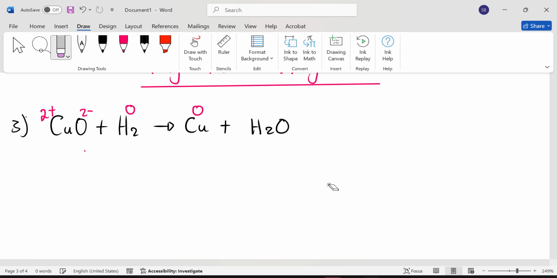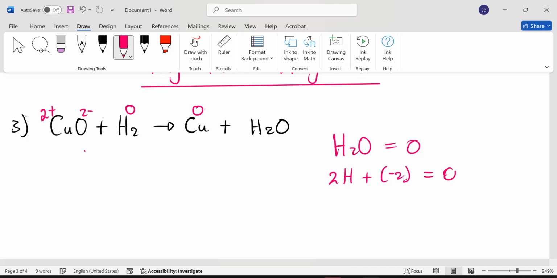Okay, right, so what then? From here, what's the oxidation number of hydrogen in water? So we know that's H2O, which is equal to 0 since it's a neutral compound, and that's 2H plus the one of oxygen, which is negative 2, which is 0. So that's 2H, which is equal to 2. Therefore, H is positive 1. So that's a positive 1. And then the oxygen here is negative 2.